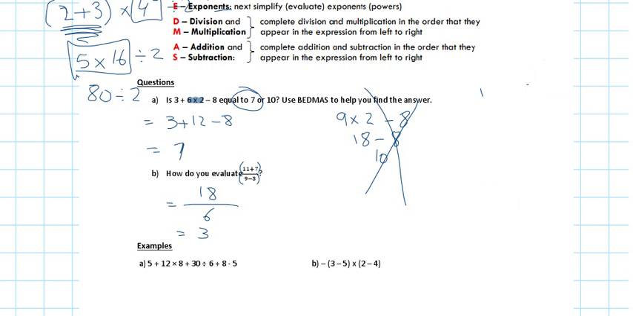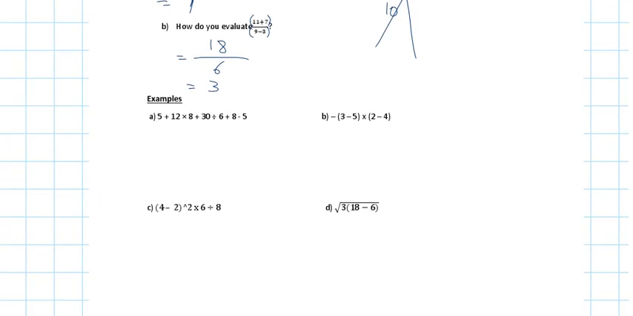All right. Let's look at this question right here. Okay, so I have 5 plus 12 times 8 plus 30 divided by 6 plus 8 minus 5. So always you're going to look, do I have any brackets? No. Do I have any exponents? No. So what appears first then? Multiplication or division? What do you see first? I see 12 times 8. I thought it was division. Oh, no, because of brain. It depends on what shows up first. Okay? So in this case, I see the 12 times 8.